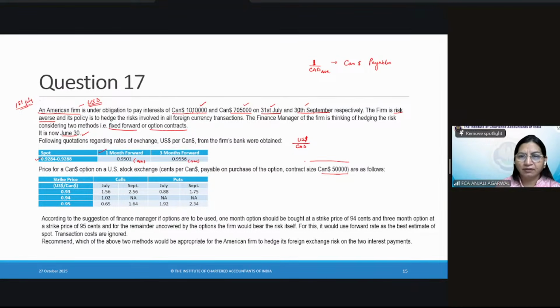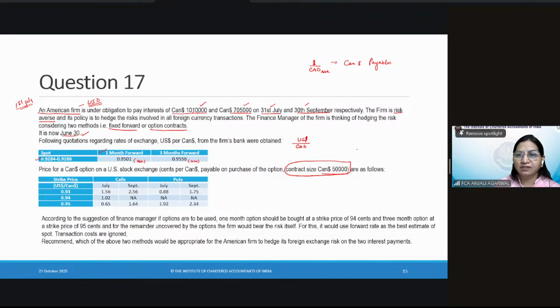This is important: even under an option contract, 10 lakh 10,000 divided by 50,000, you will not be able to cover 100%. Some portion will remain unhedged. If you divide 10 lakh 10,000 by 50,000, it's 20.2 contracts. So he's saying the person is risk averse.